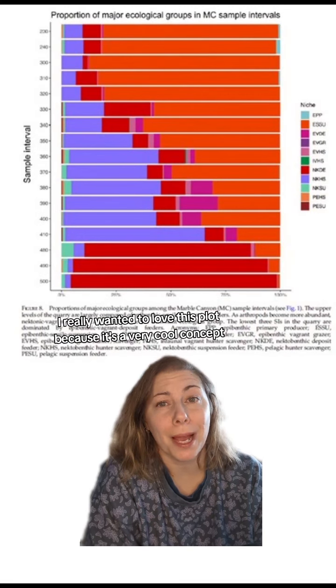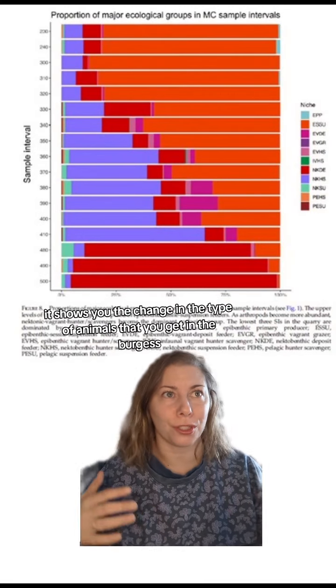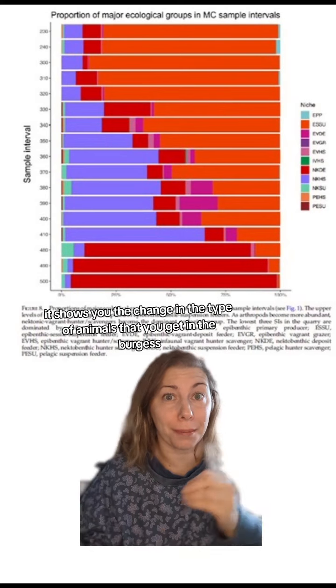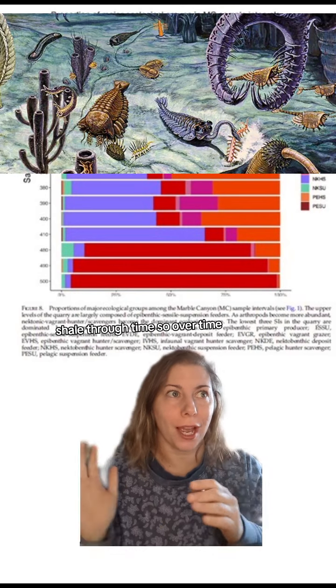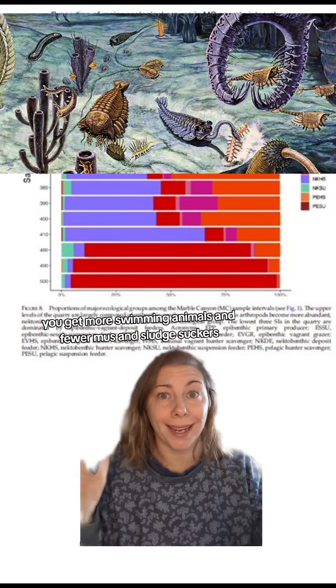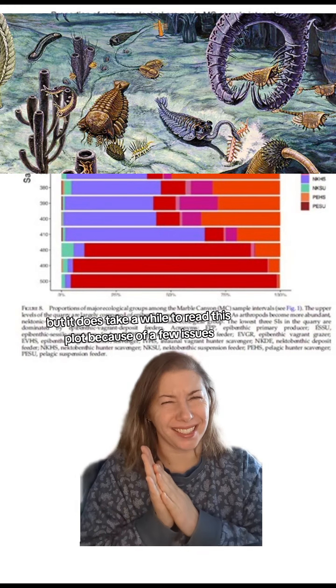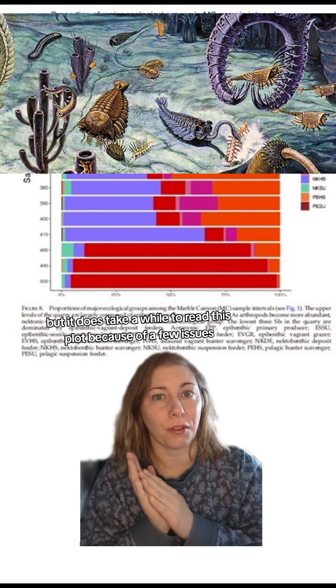I really wanted to love this plot because it's a very cool concept. It shows you the change in the type of animals that you get in the Burgess Shale through time. So over time, you get more swimmy animals and fewer mud and sludge suckers. But it does take a while to read this plot because of a few issues.